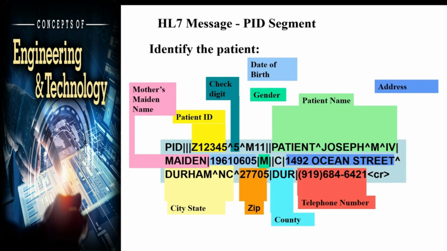So this is the identity of the patient, the patient ID. The patient will have a unique ID, the PID, so the Z12345. We have the patient unique ID, a check digit, then the patient name, the mother's maiden name, the date of birth of the patient, and then the gender. Then we have the address location of the patient, the city, state, and the zip code, and their telephone numbers and all those things.